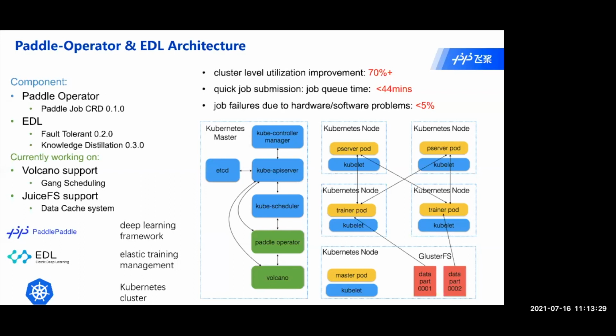And EDL is also highly integrated with Volcano for advanced scheduling features to accelerate the training speed. And recently, we started getting involved in the Alluxio project for our caching system. We will talk about them later. With all kinds of technologies inside Baidu, the cluster level resource utilization is above 70% right now, which is a huge progress.